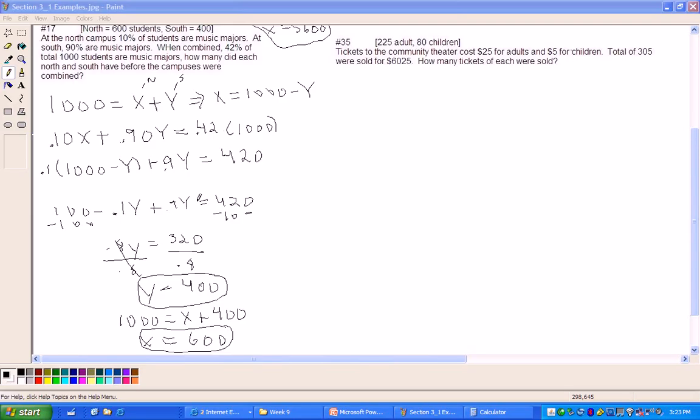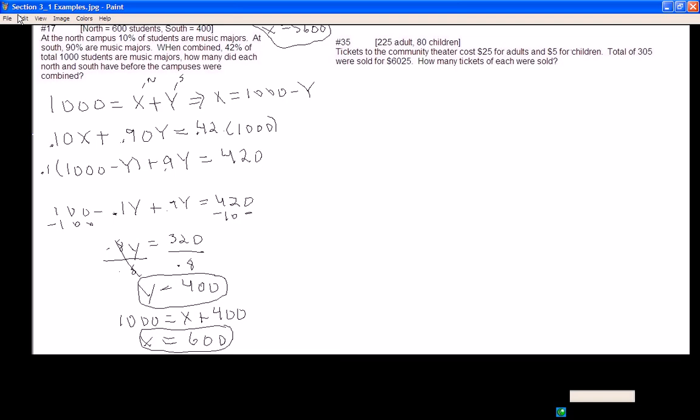Okay, now we're going to go ahead and finish up some examples from section 3.1. Next one we're going to look at is number 35. Excuse me, having some computer problems here.